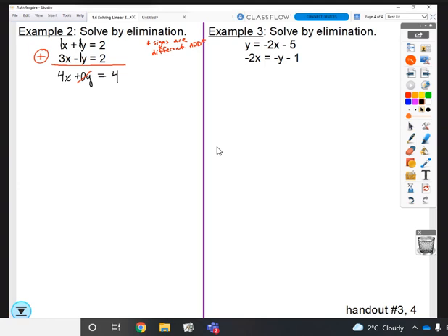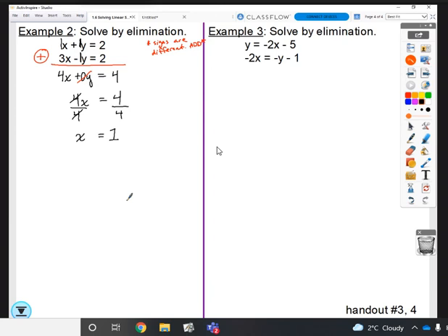Or what I like to do personally is rewrite this. 4x equals 4. And from here, we just divide each side by the coefficient of the variable. And we get x equals 1. That's not too shabby, right?